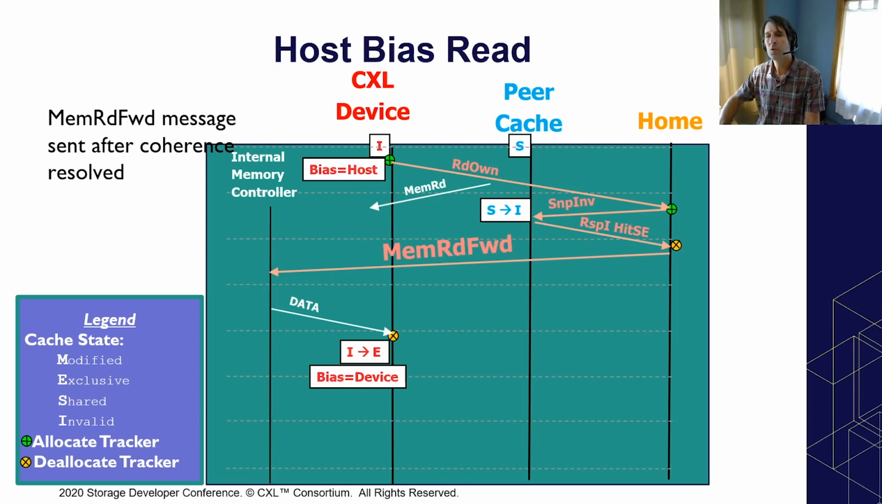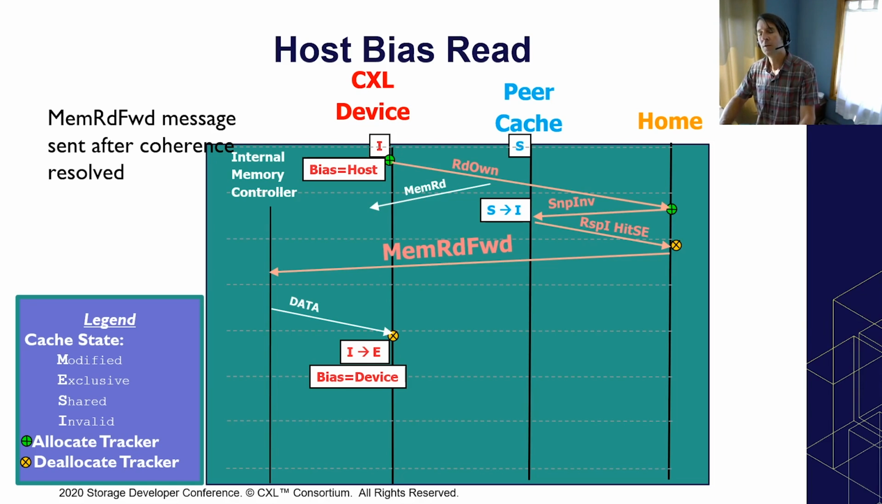So showing an example of this, we have a host bias read where the device wants to read memory that's the device attached memory region, the memory region that it owns, but it sees that the bias bit is set to host bias. So it's going to send a read own to the host telling the host that it wants a copy of this line.